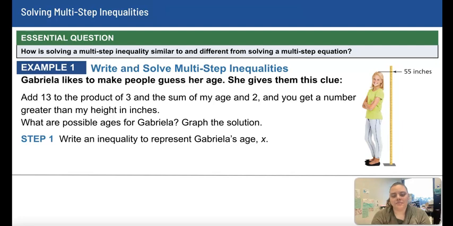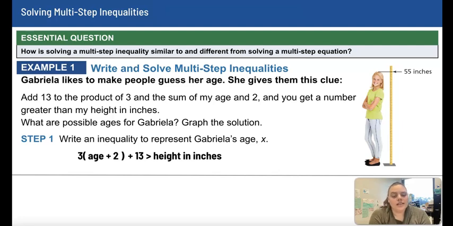Graph the solution. Well, the first thing we need to do is write an inequality to represent Gabriella's age. So we're going to start piece by piece. Add 13 to the product of 3 and, so it's going to be 3 and something that we're multiplying. The and is the sum of my age and 2. So we have age plus 2. You get a number that's greater than my height in inches.